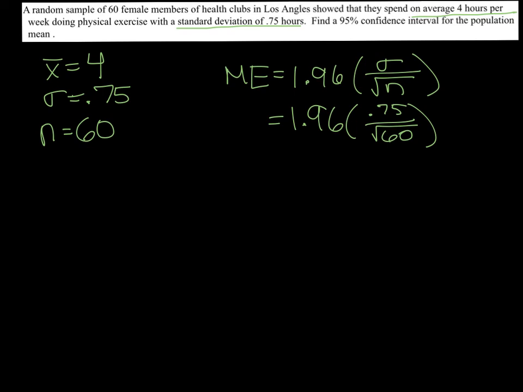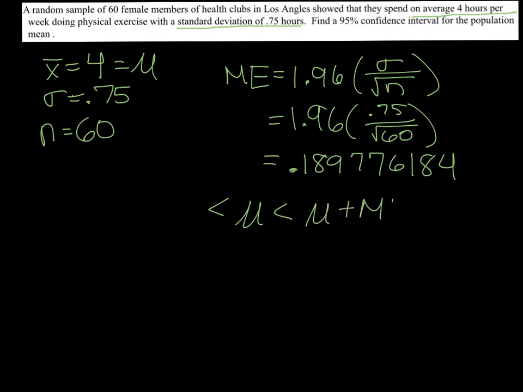You're going to type that into your calculator. And this is going to give me, without rounding, 0.189776184. So that's my margin of error, which means that my confidence interval is going to be my average, which we also use for mu here to represent the population average. So mu is going to be in the center, and then mu plus the margin of error is the top bound, and mu minus the margin of error is the bottom bound.